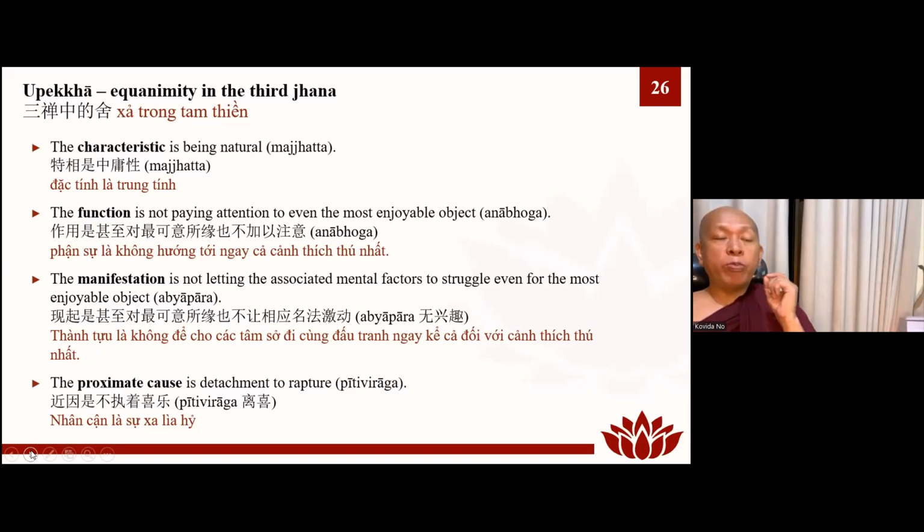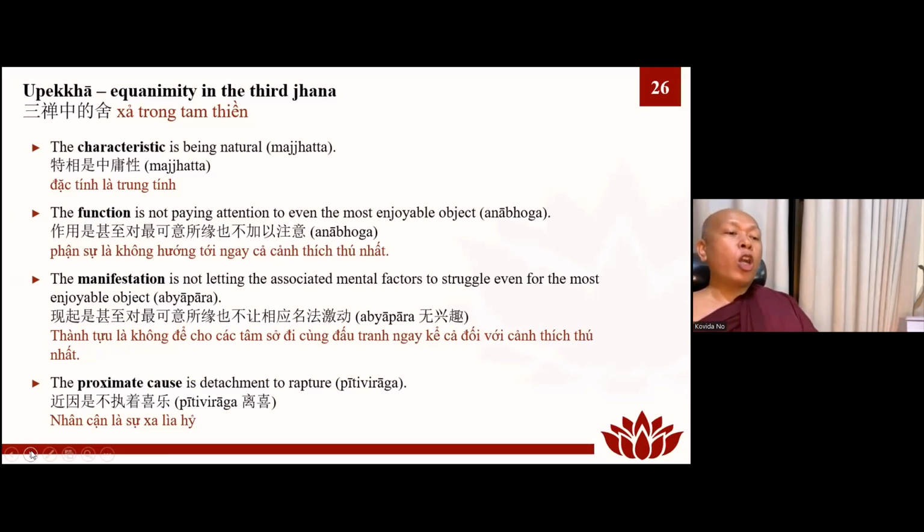So here we mentioned the function. The function is not paying attention to even the most enjoyable objects. The manifestation is not letting the associated mental factors struggle even for the most desirable objects. Sometimes our mind is struggling for the most enjoyable objects, right? The most desirable objects. But here, not struggling. It makes the mind flat or equal.